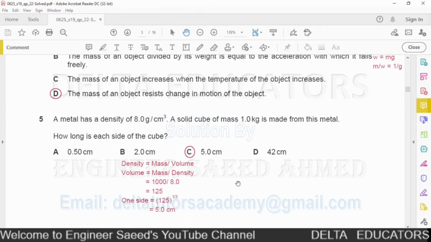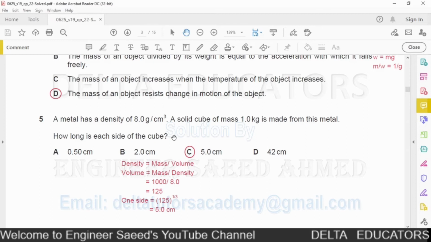Question number 5. A metal has a density of 8 gram per centimeter cube. A solid cube of mass 1 kilogram is made from this metal. How long is each side of the cube? Cube means length, breadth and height. All the sides are equal.